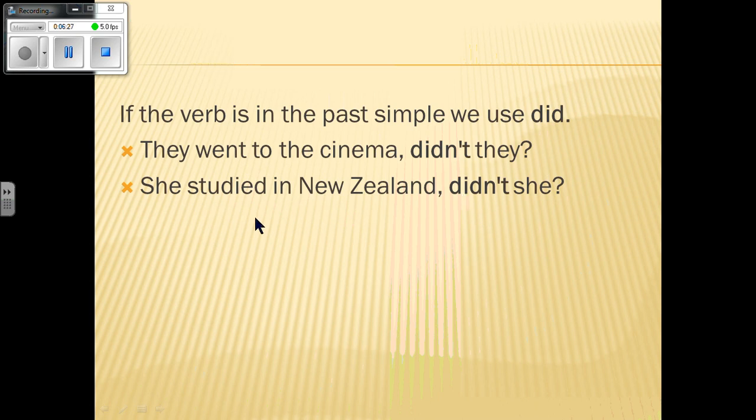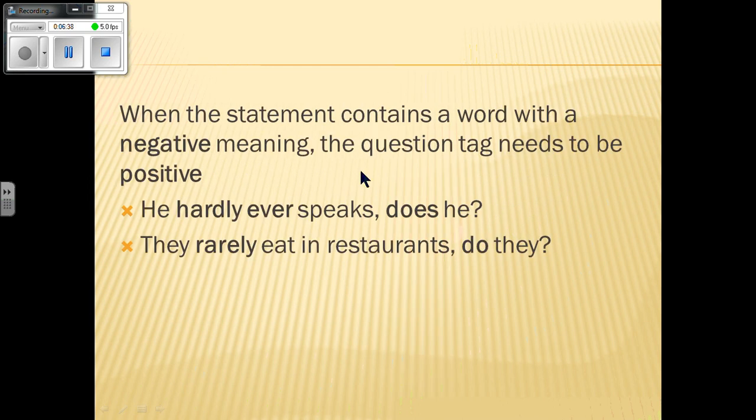The statement here is in the affirmative case. So we must put did in the negative form, didn't. And then we put the pronoun, didn't she, then the question mark. When the statement contains a word with a negative meaning, the question tag needs to be positive. He hardly ever speaks. Is the statement in the affirmative or in the negative form? By form, it's in the affirmative, but hardly ever gives the negative meaning. It means he didn't or he doesn't speak. So in this case, we will use does in the affirmative or in the positive case.